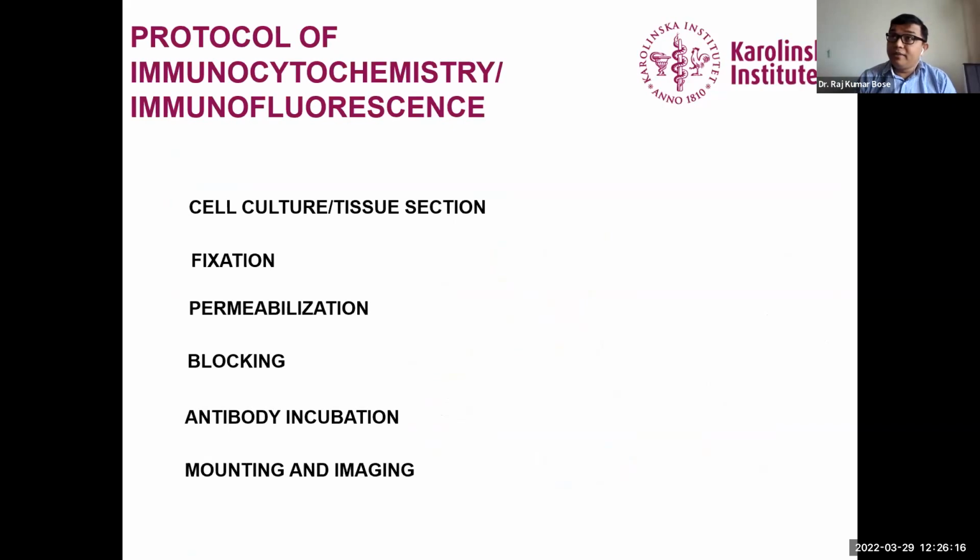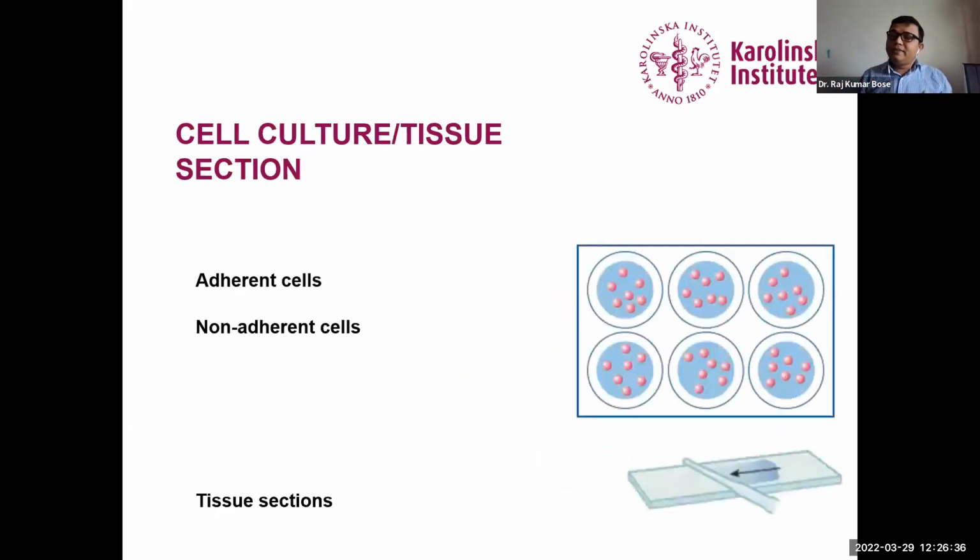So these are the major steps of this technique: cell culture, tissue section, fixation, permeabilization, blocking, antibody incubation, mounting, and imaging. Now I will go into a little detail on each of these steps. You can use cells or tissue for ICC or immunocytochemistry, for example, adherent cells, non-adherent cells, or tissue section. One thing you should keep in mind is that when you work with stem cells, these are non-adherent cells, so you need to coat the plate before plating these cells.